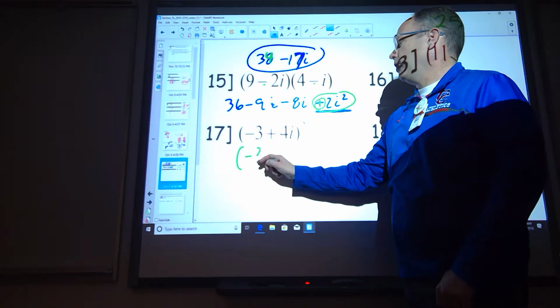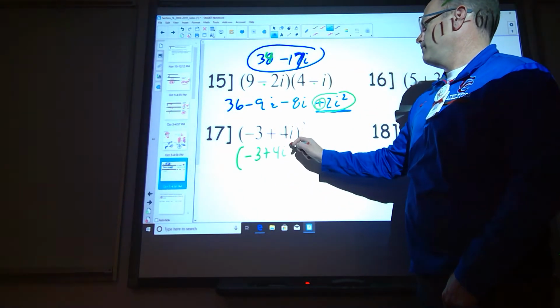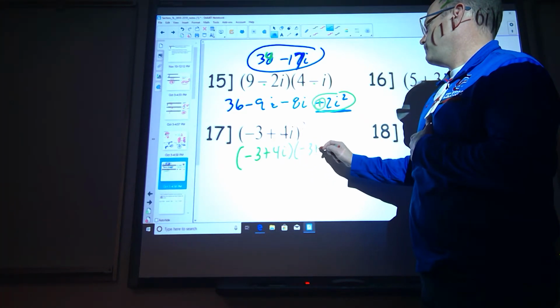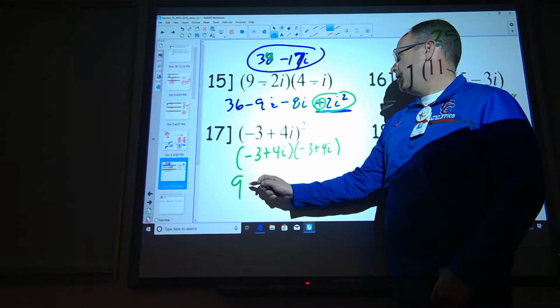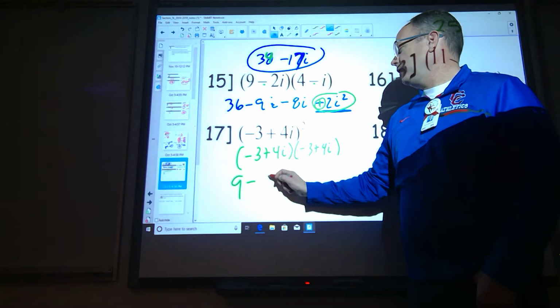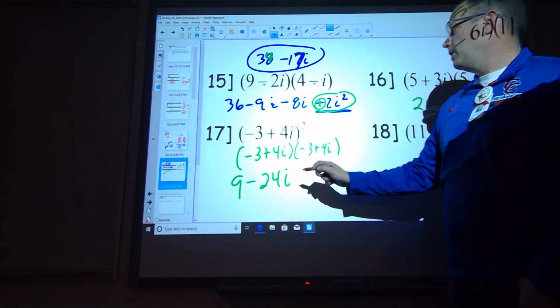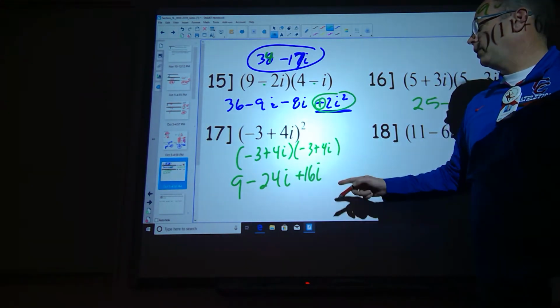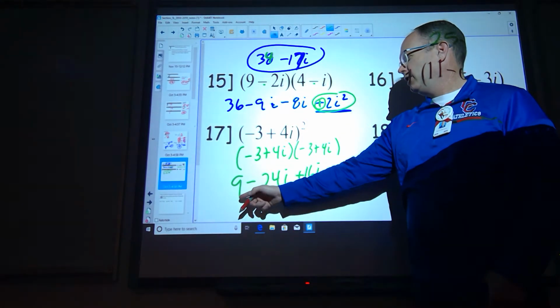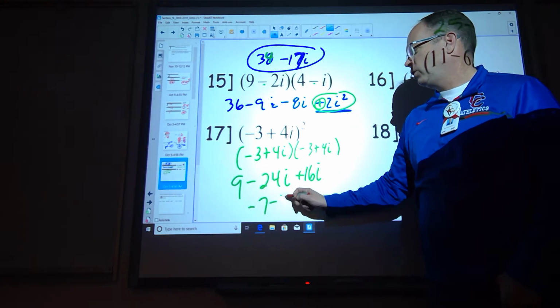I have 2 of these, so I'd write it out. That's going to give me 9 minus 12i, minus 12i is minus 24i, plus 16i squared. i squared is negative 1, so that's negative 16. So that's going to give me negative 7 minus 24i.